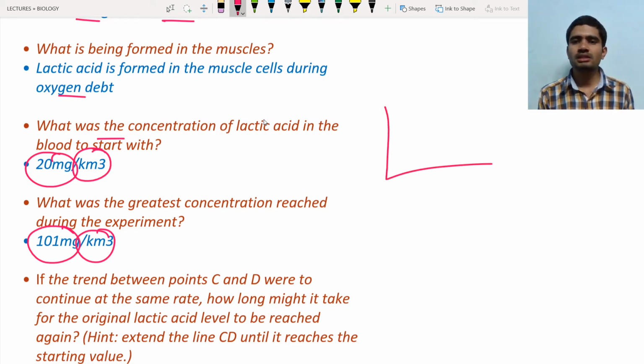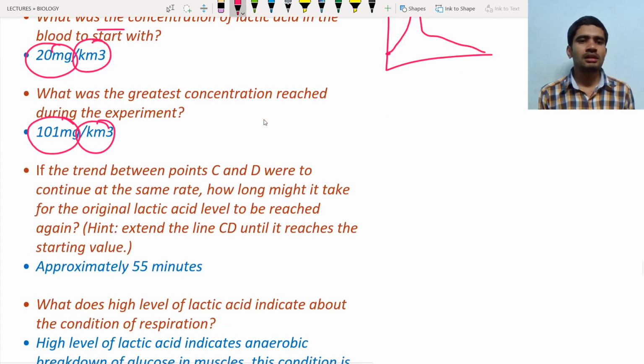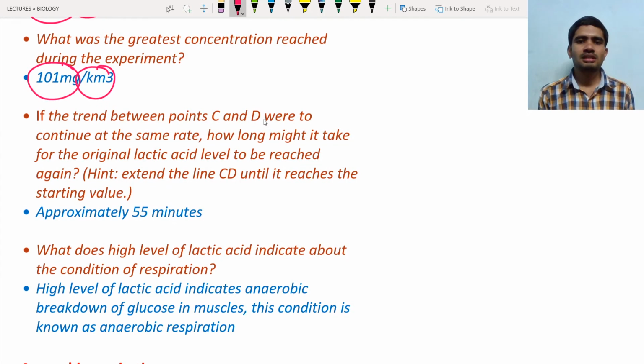In the graph you can see the lactic acid will be less at the start, and then it steadily increases and so on. In the muscle there will be more production of lactic acid, and again the person is going to take rest and the lactic acid is going to decrease very slowly. This is a graph that is present in the textbook. You can see the trend between points C and D. This is a question asked in the textbook. The answer is that approximately 55 minutes will be taken.